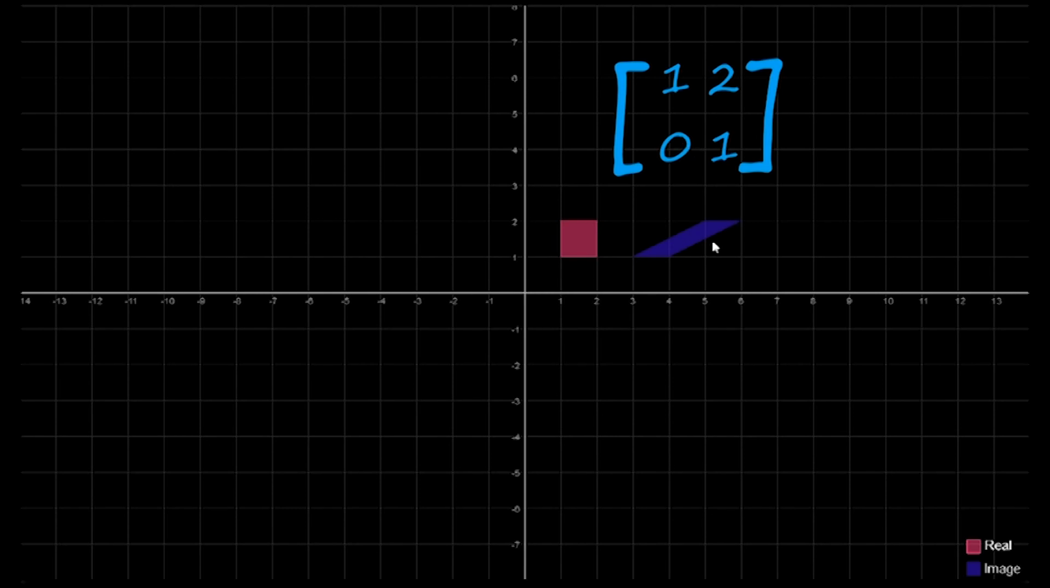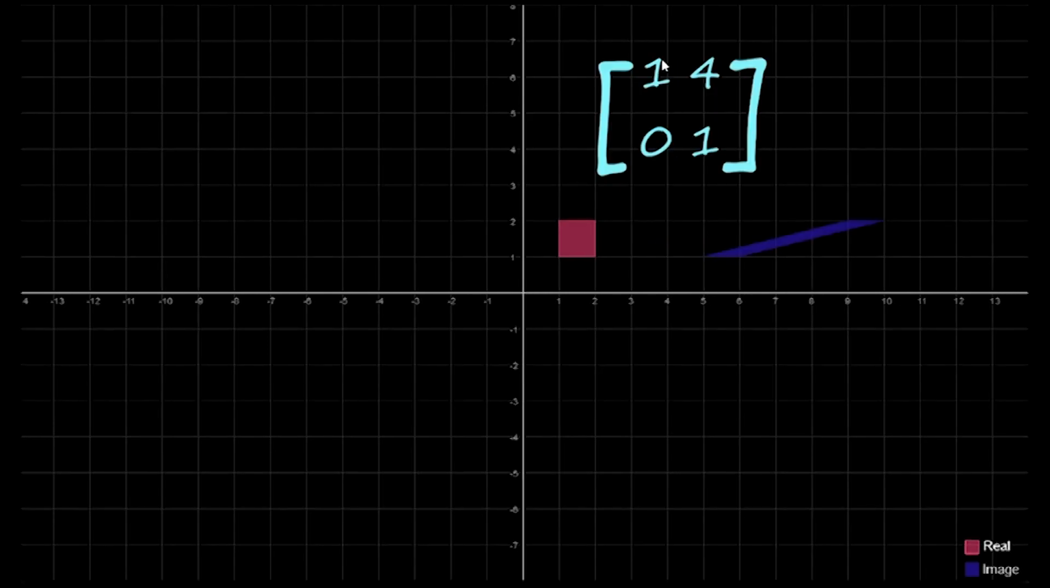And now let's take a look at this matrix 1, 0, 4, 1. Here this object is being translated 4 times in this direction relative to how far away this is from the x-axis. This point here is only 1 unit away, and hence it was displaced 4 units in this direction. This is 2 units away, and so this coordinate was translated 8 units in this direction.